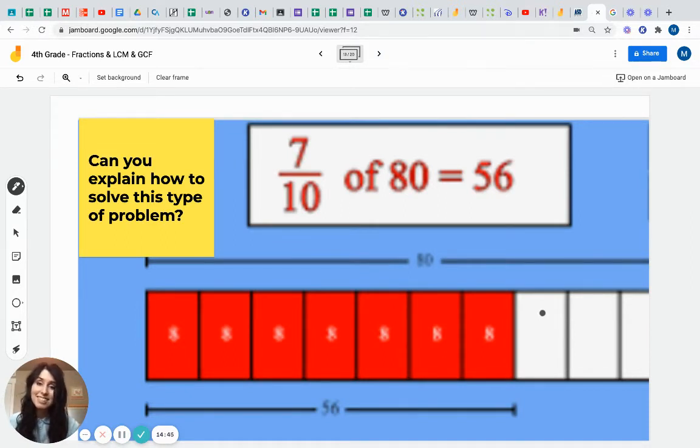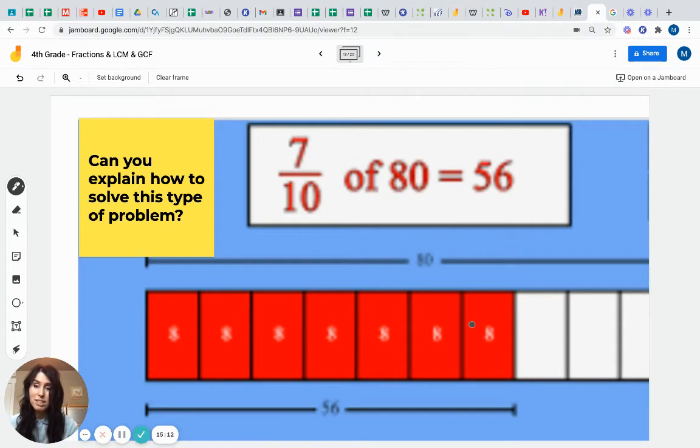How'd you do? Does it make sense? Did you draw out the 10 parts? The number on the bottom tells you how many parts. So you should have drawn out 10 parts. And it has to equal 80, so you'd put the 80 on top. And then what would you do? We decided that we would take 80 divided by 10 equals 8. So each of these parts here that you're solving for would equal 8, right?